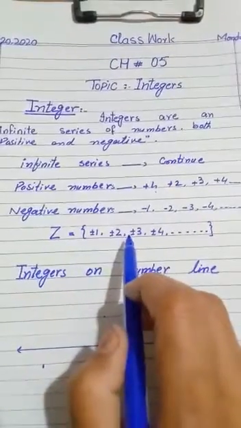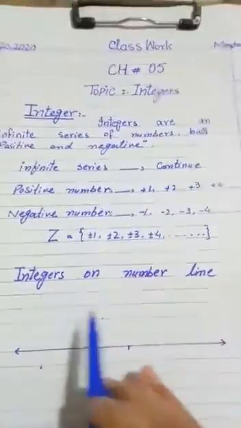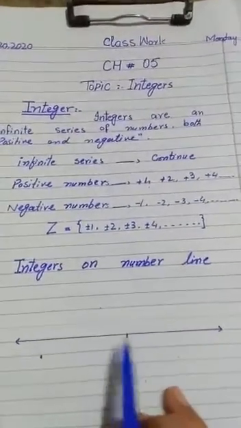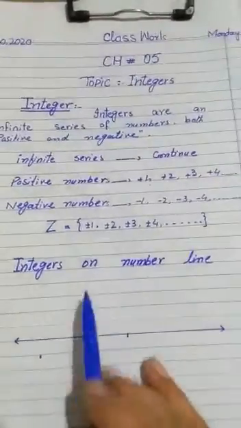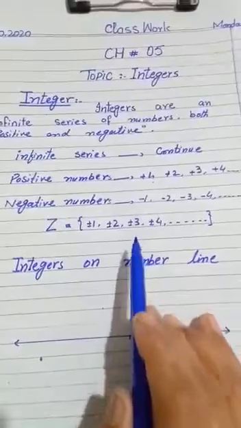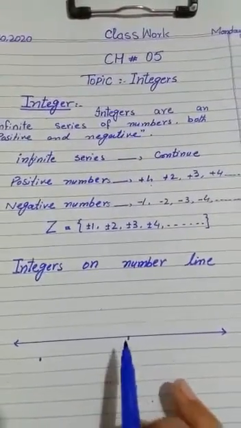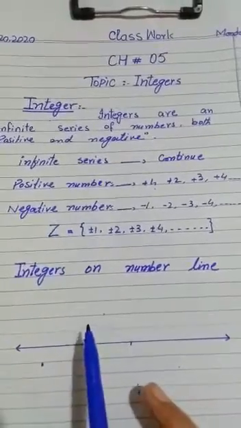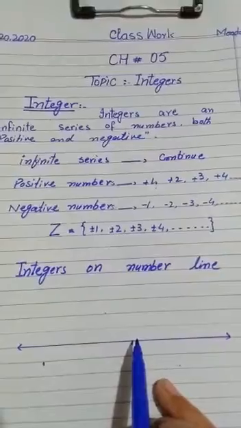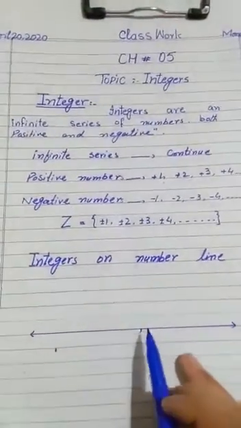We plot the integers on a number line, and the number line includes both the positive and the negative numbers along with 0. The integers have no smallest and no biggest values, because they are an infinite series.